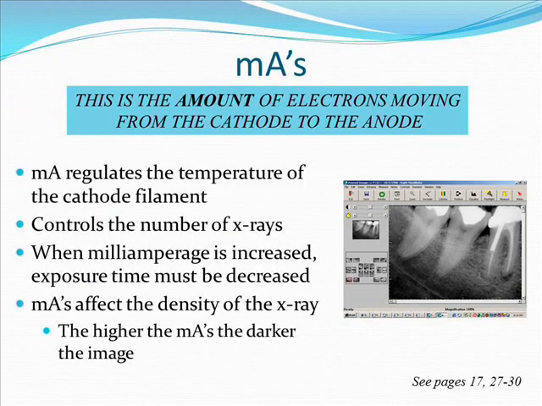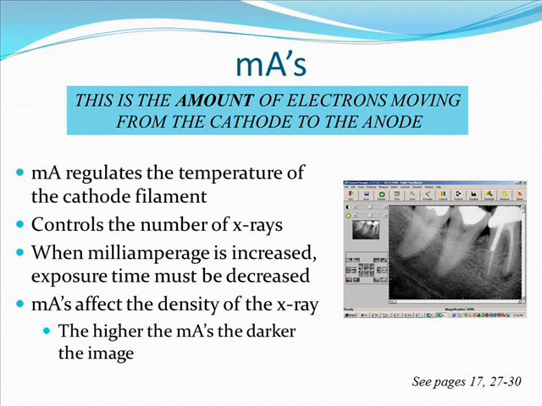mAs refers to the amount of electrons, how many electrons are released from the cathode to the anode. Easiest way to remember this is the A in mA stands for amount, controls the number of electrons. And that says controls the number of x-rays. That should probably more correctly be controls the number of electrons.